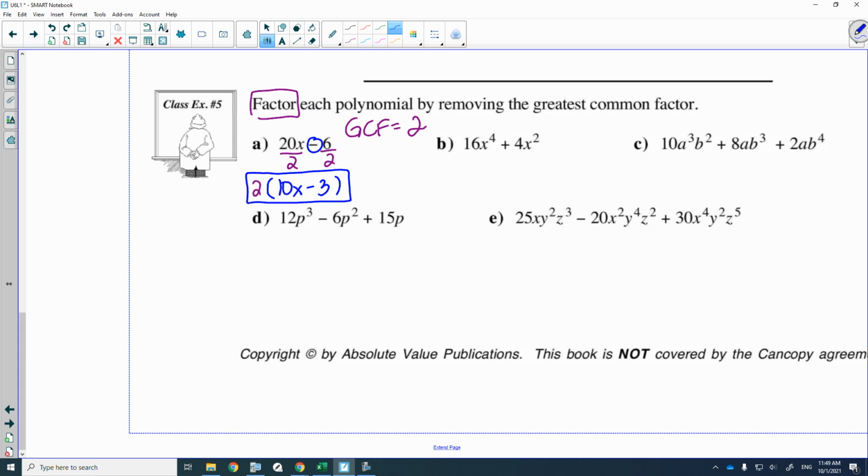Next one, B. GCF equals. Danny, what do you think the GCF of that is? Yep. And then how many x's? Yes, 4x squared. 2 division bars, 4x squared, 4x squared. The GCF goes in front of your bracket. Answer goes in the bracket.